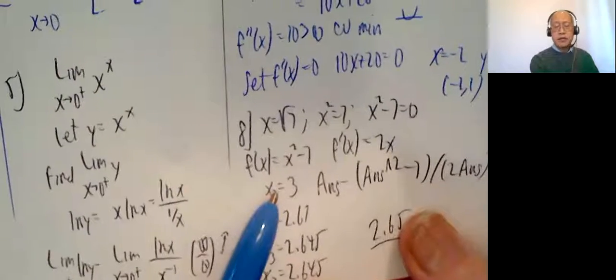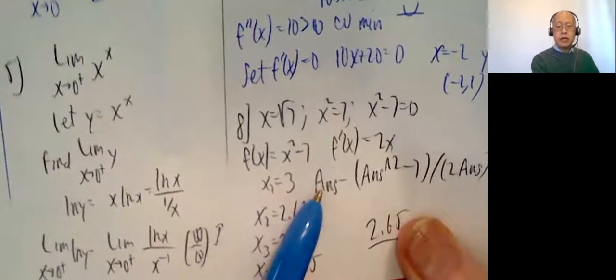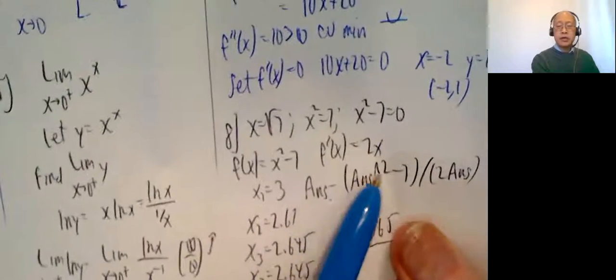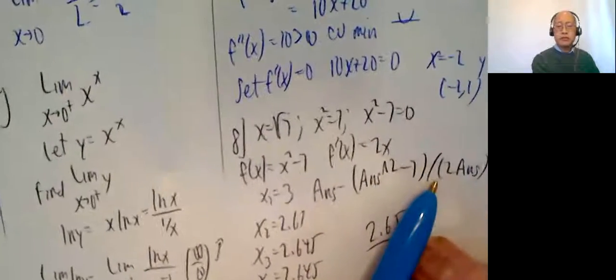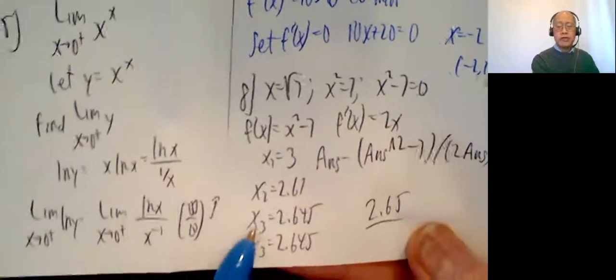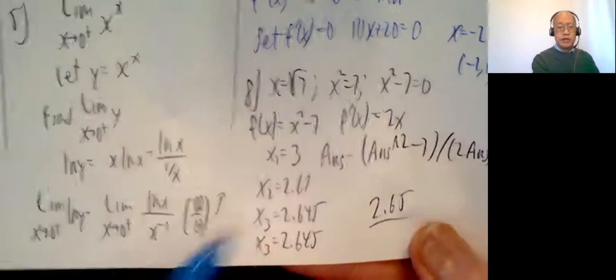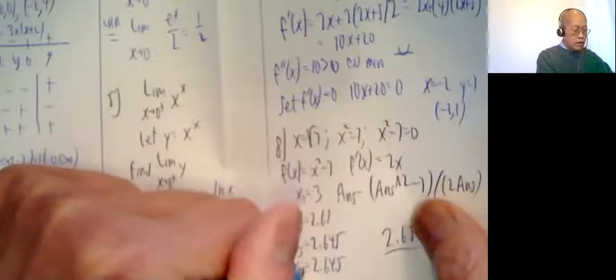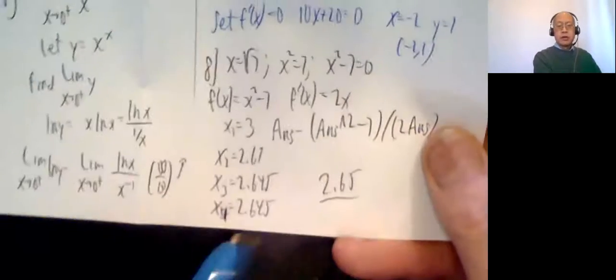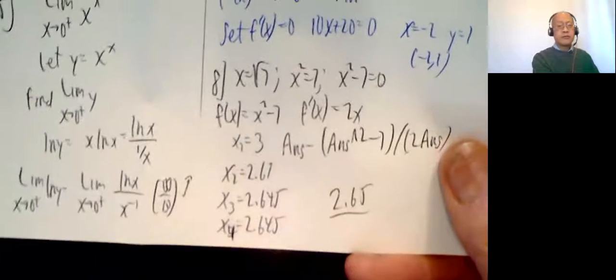So first guess is say 3. It's a good approximation. So you put 3 in a calculator and then you go answer minus answer squared minus 7 divided by 2 answer. Okay, here are some successive iterations. X2 is 2.67. X3 was 2.645, which happens to be the same as X4. I should really put X4 here, but it came out to be the same thing. Okay, so round it to 2 decimal places like it says, 2.65.